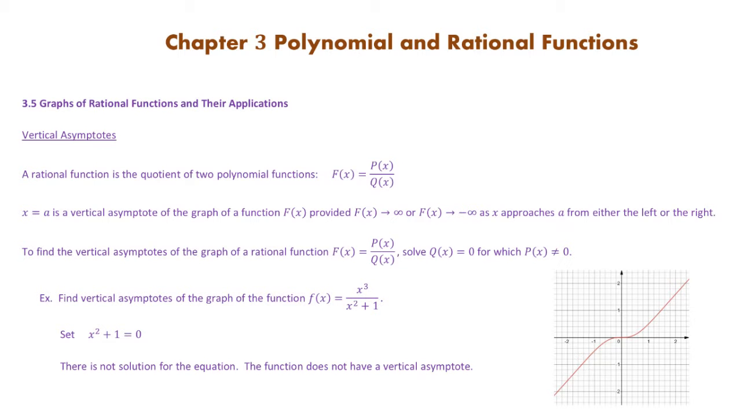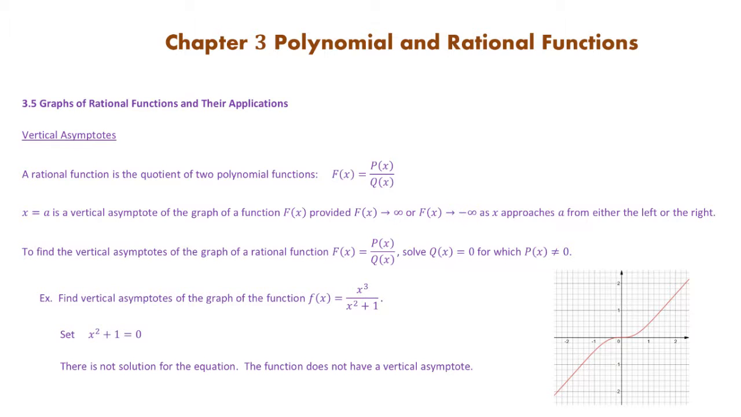For example, suppose we want to find the vertical asymptote of the graph of the function f equal to x cubed over x squared plus 1. What you do is set x squared plus 1 equal to 0 and solve it. But x squared plus 1 equal to 0 has no real solution, because when you square any number, you get a positive number, or at least 0. When you add 1, then x squared plus 1 will be at least 1, so it can never be 0. There's no real solution for the equation, so that means it does not have a vertical asymptote.